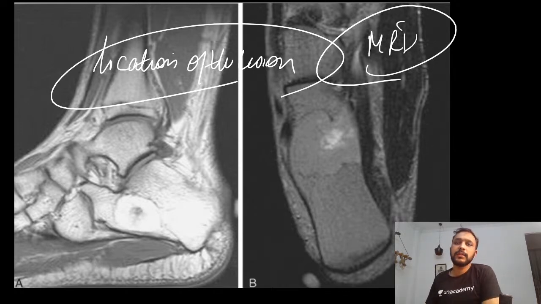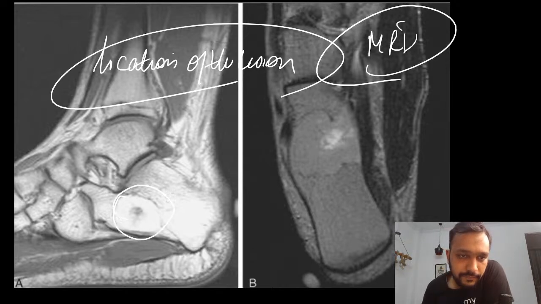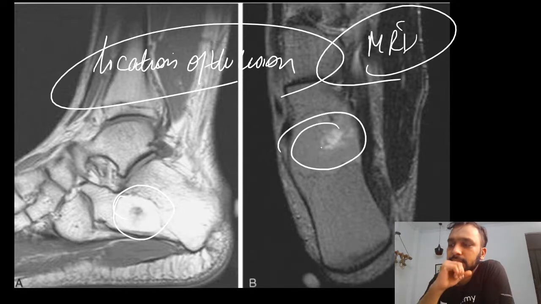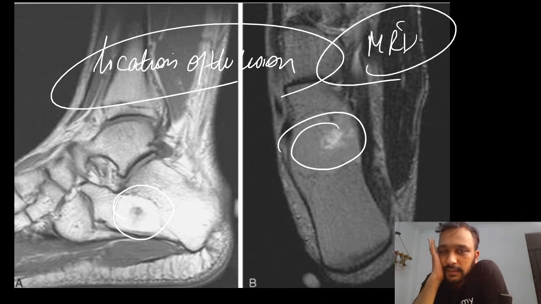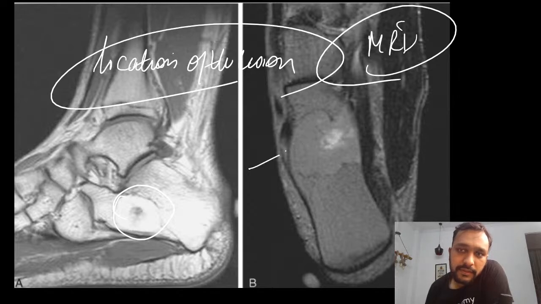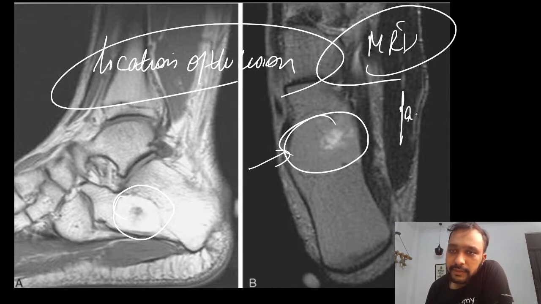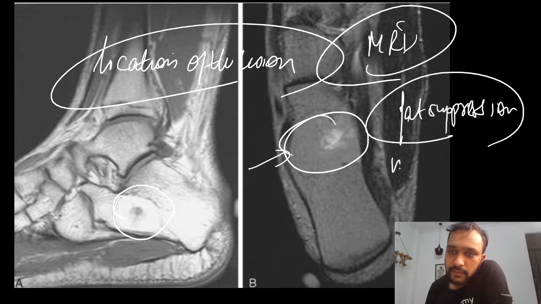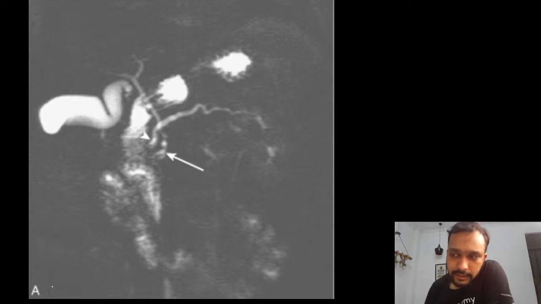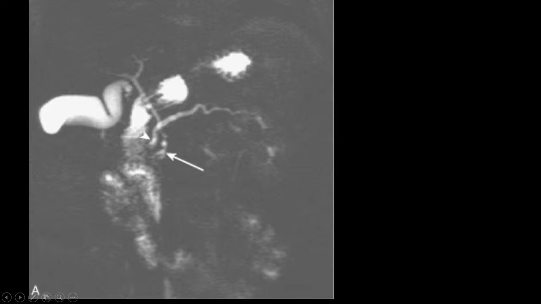What is the characteristic of this lesion? It is a well-defined lesion. Hyperintense on T1 images. Okay. And if you look at this lesion, on fat suppressed images, the lesion is showing fat suppression. Okay, so this is the case of intraosseous lipoma. Right? Intraosseous lipoma. Now guys, try to identify this case.